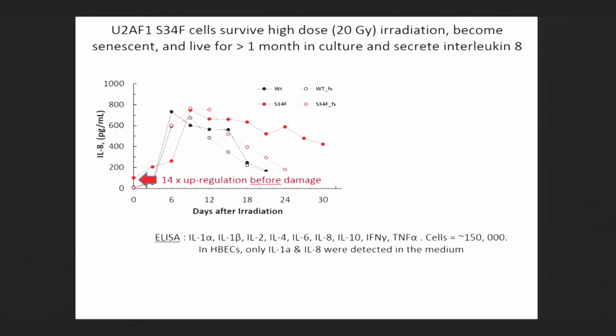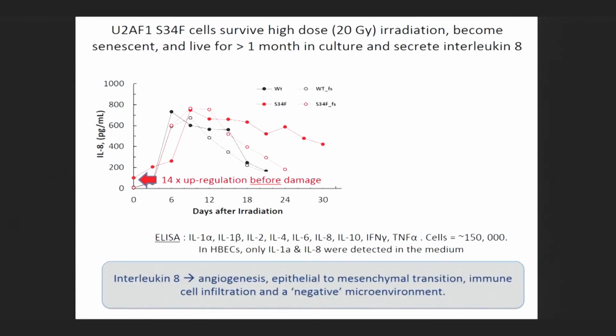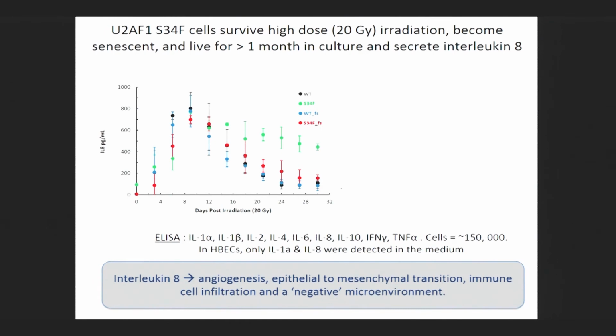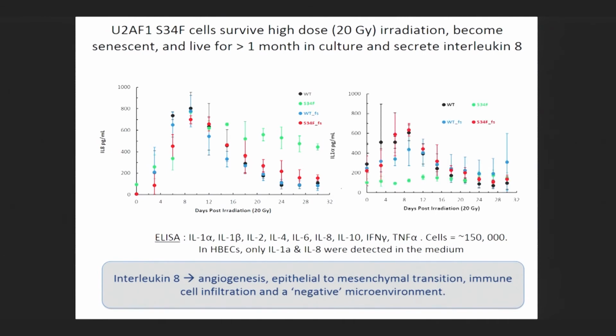More importantly, even before damage, we see almost 20-fold upregulation of interleukin 8 secretion. So this is the same data now with over 6 biological replicates, 2 technical replicates each, so it's 12 replicates. And again, you see this sustained secretion of IL-8 in some cases many months after a lethal dose of irradiation. Just for completeness, the only other cytokine we see changing is IL-1 alpha.